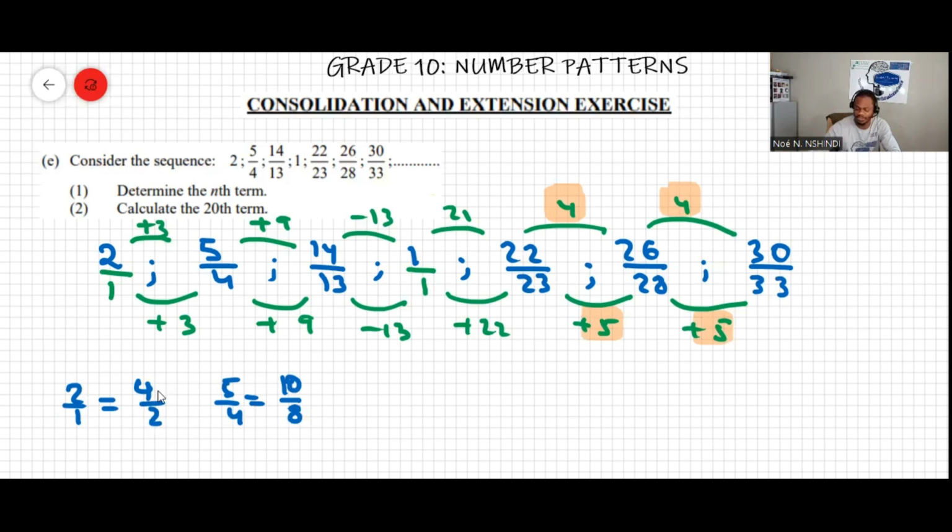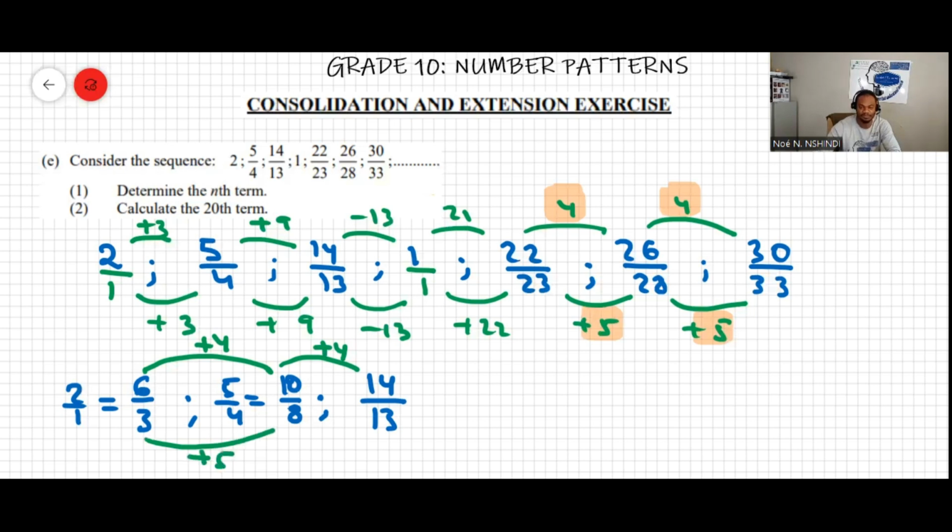Now I can write 4 over 2 differently. Instead of 4 over 2, I can write it as 6 over 3. Why 6 over 3? Because from 6 to 10, the difference will be 4. So the constant difference here is going to be plus 4. The next number in the pattern is 14 over 13, so again the difference will be plus 4. And the denominator, from 3 to 8, is going to be plus 5, the same as over here, and there also it's going to be plus 5. You notice that's going to be the same for all the terms. We can also write 1 in a different way, not just 1 over 1.